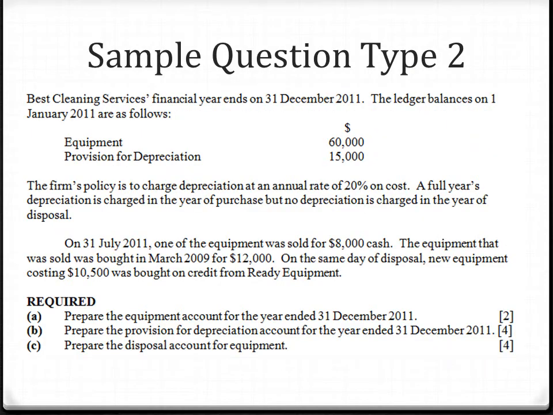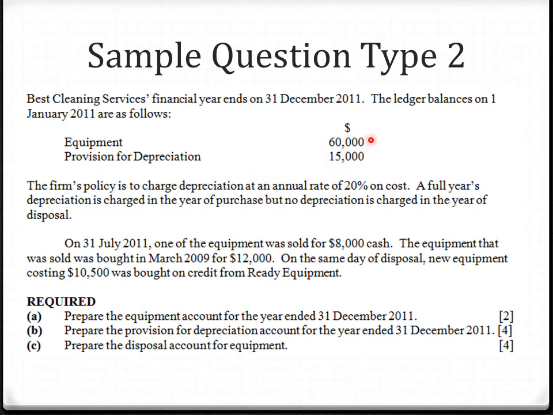This is sample question type 2. There are a couple of differences between this question and the previous one. The first difference is earlier on there were 2 fixed assets and you are selling one, and you bought right from scratch and you provide for depreciation from scratch. However, in this example, you don't know how many equipment there are here because it's from ledger balances of 1st January 2011. So you don't know how many equipment are there here. And there is a balance brought down for provision for depreciation of 15K.